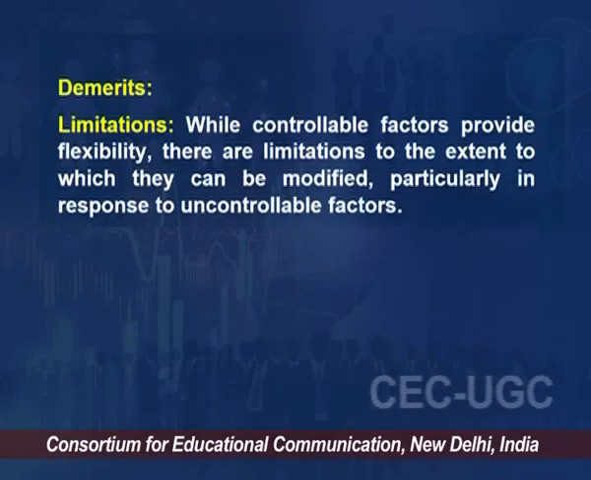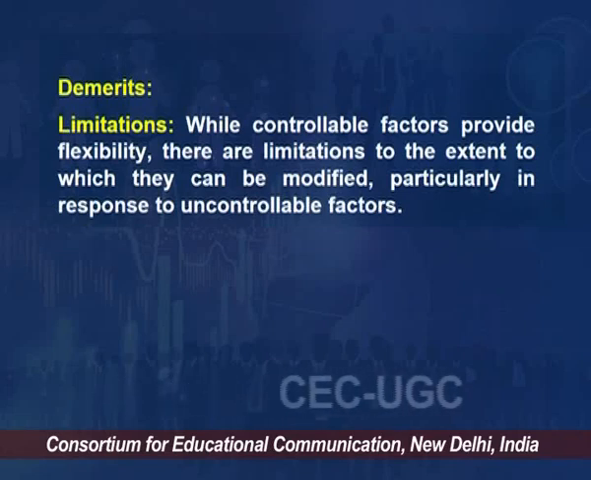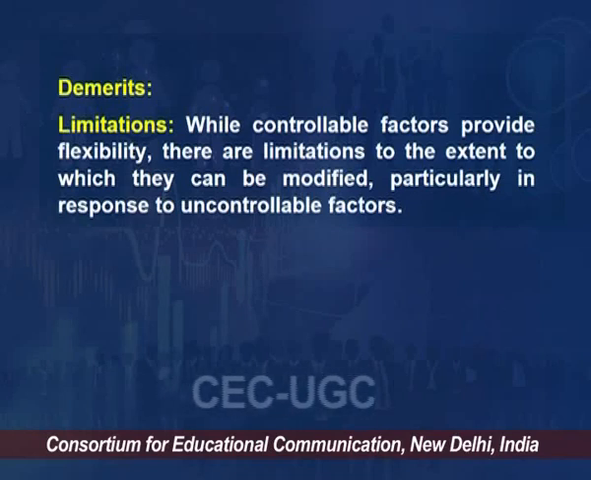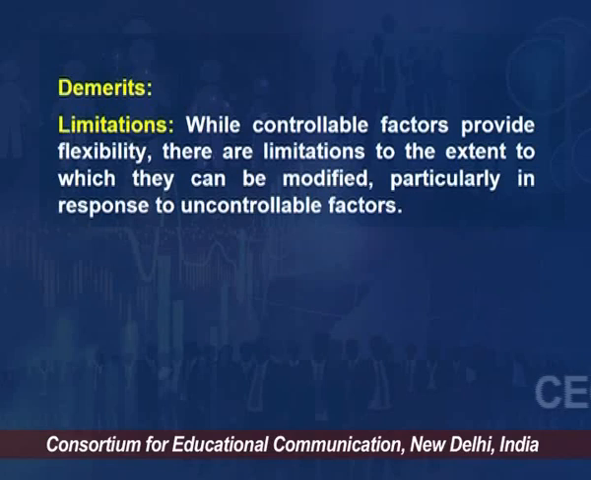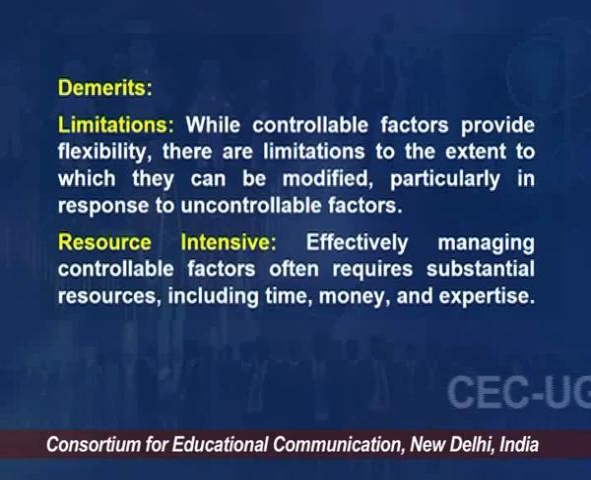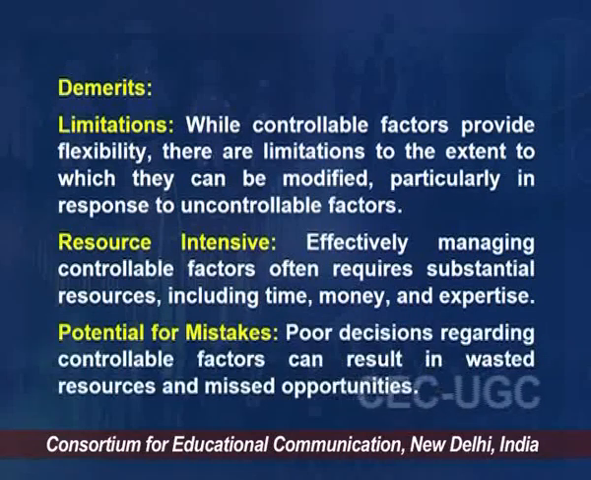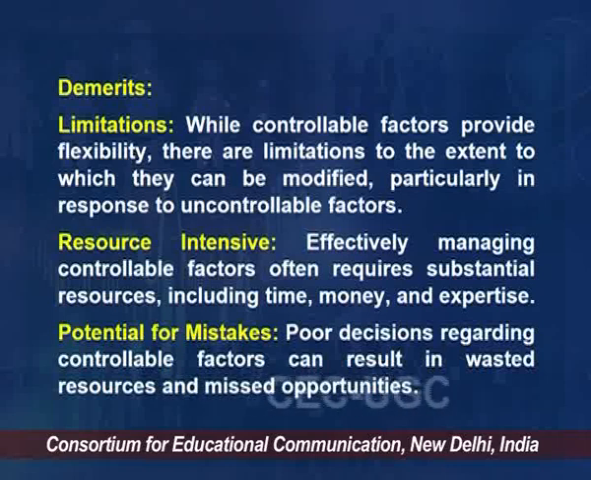Now let us talk about the demerits of the controllable factors. The first is limitations. Though the controllable factors provide flexibility, there are some limitations to the extent to which they can be modified, particularly in response to the uncontrollable factors. Effectively managing the controllable factors requires substantial resources, which include time, money, and expertise. Next is the potential for mistakes. Poor decisions regarding the controllable factors can result in wasting of resources and, of course, most importantly, missed opportunities. So these factors have to be considered in the right perspective and in the right domain.